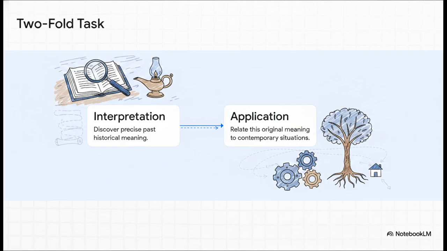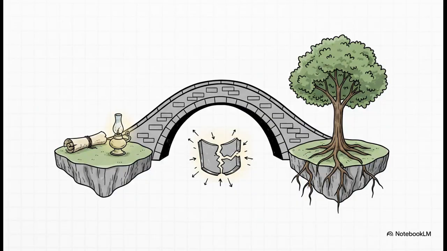Now, the temptation is always to skip this step, because let's be real, we're impatient, we want immediate relevance for our lives today. But only after you have nailed down that historical meaning can you move to step 2. Which is relating that original meaning to your contemporary situation. Interpretation must always precede and fully determine the application. To put it simply, present meaning must remain in continuity with past historical meaning.